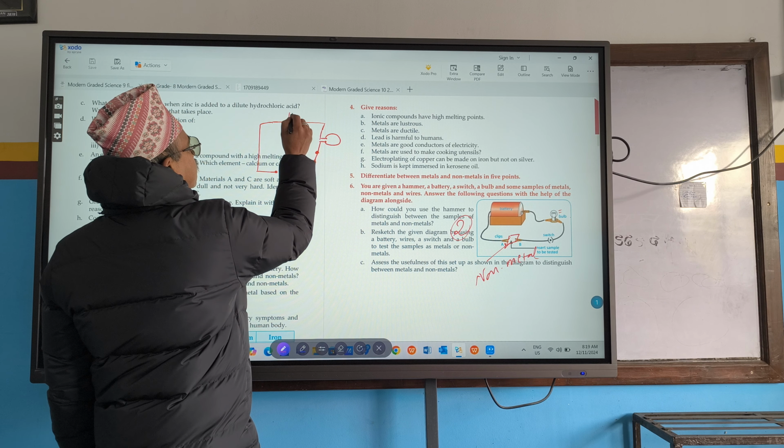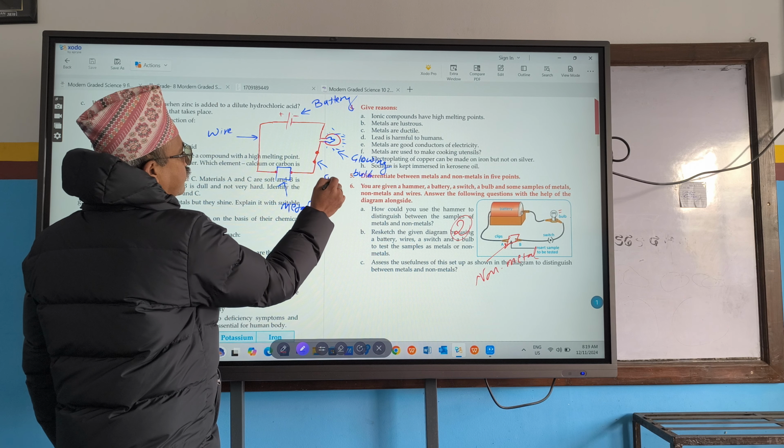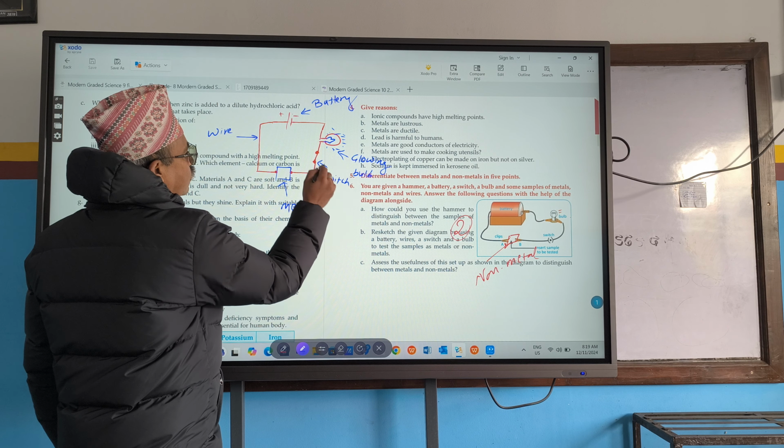If it is glowing, we just show it like this. A glowing bulb. And here you have to mention metal. And this is the switch. The switch is on. The bulb is glowing when metal is used. One figure is like this, right? Another figure: remove this, and right here write non-metal. In this connection, the bulb is not glowing.